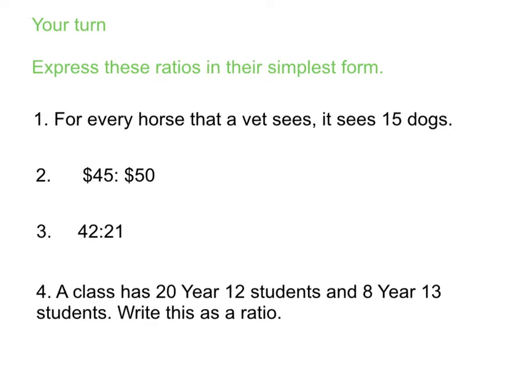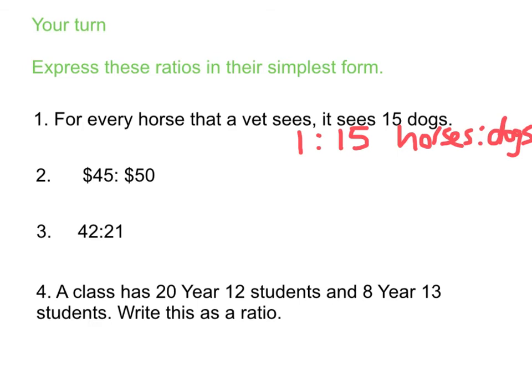Okay, for every horse that a vet sees, it sees 15 dogs. So horses and dogs are both animals. Right, so we have 1 horse for 15 dogs. Okay, and if we want to make it really clear what's what, we might write this horses to dogs. Right, we check 1 and 15 are both whole numbers and they don't have any common factors.